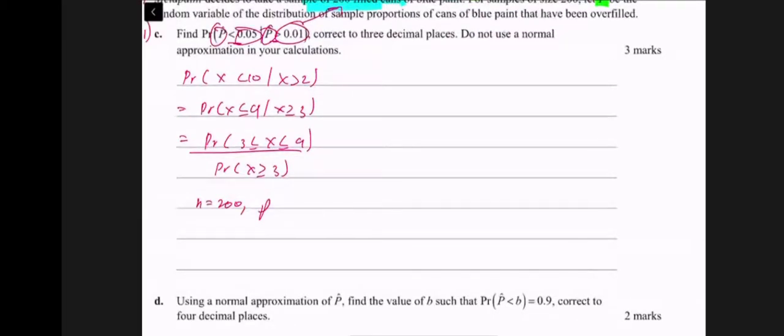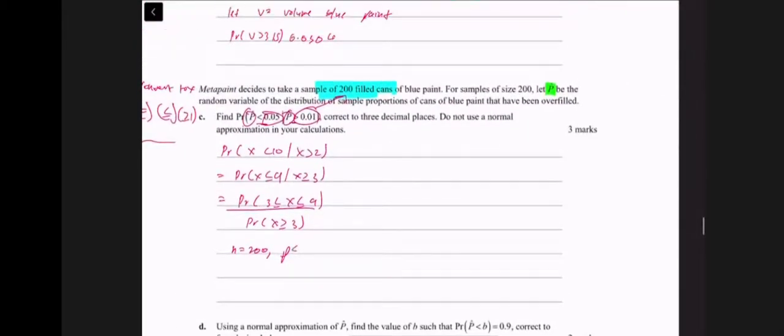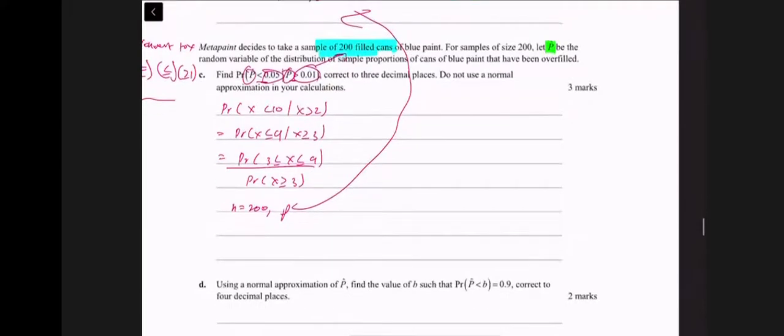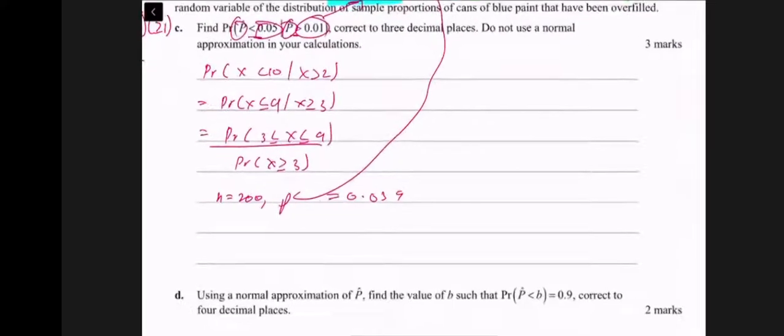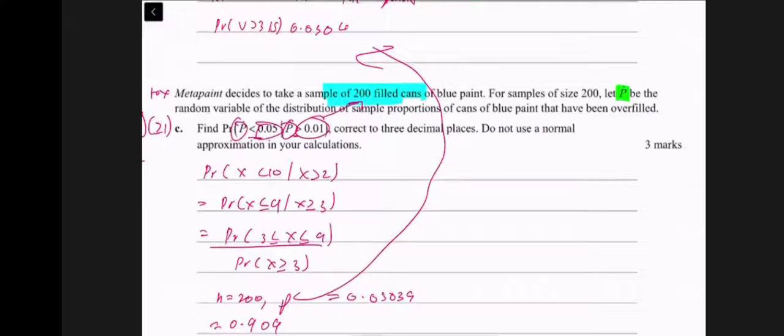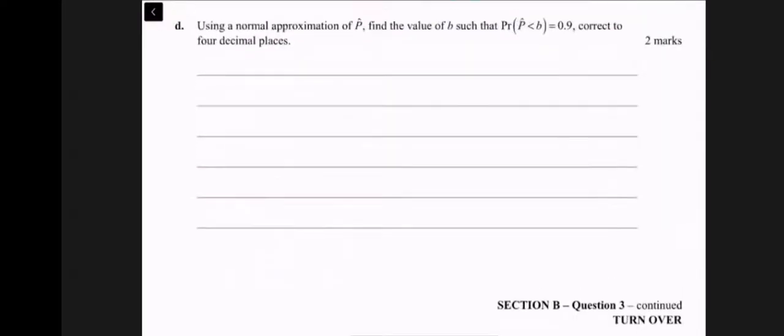And p is the probability that something's overfilled, which you actually found in part B. So just let p equal 0.0309, I think, was the full version, 0.0309. And you should just get 0.909 to 3 decimal places.